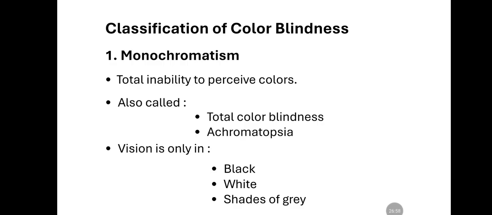Classification of color blindness: monochromatism, total inability to perceive colors, also called total color blindness. Achromatopsia, vision is only in black, white, shades of gray.